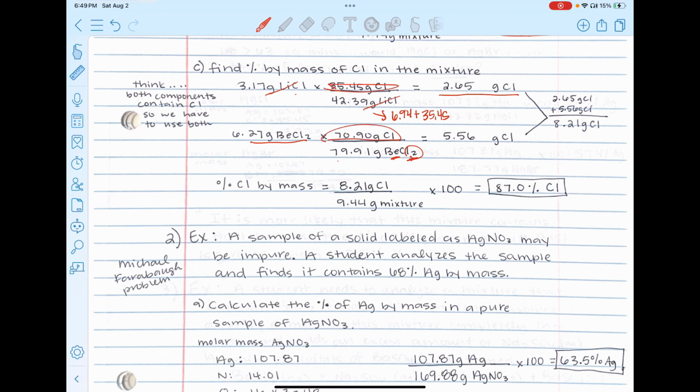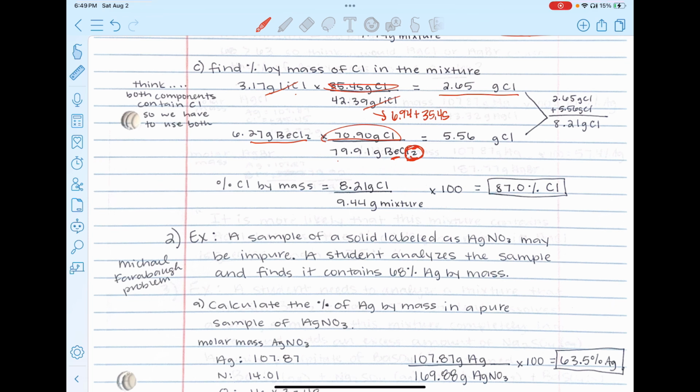Well, BeCl2 has 2 chlorines in it, so we've got to account for 2 of those being part of the mass of this mixture. So this compound, 70.90 grams of chlorine is 35.45 multiplied by 2. So now we're ready to do that conversion.